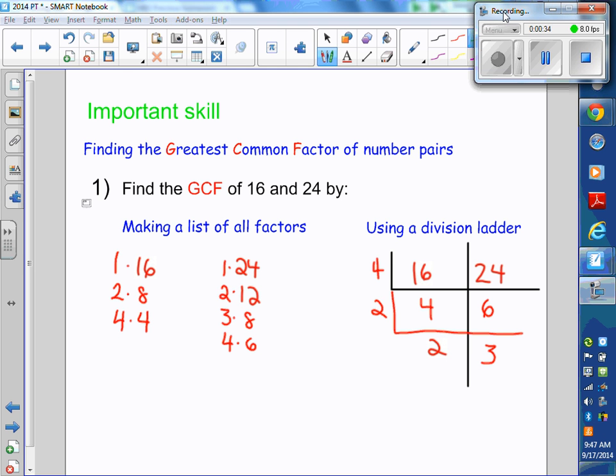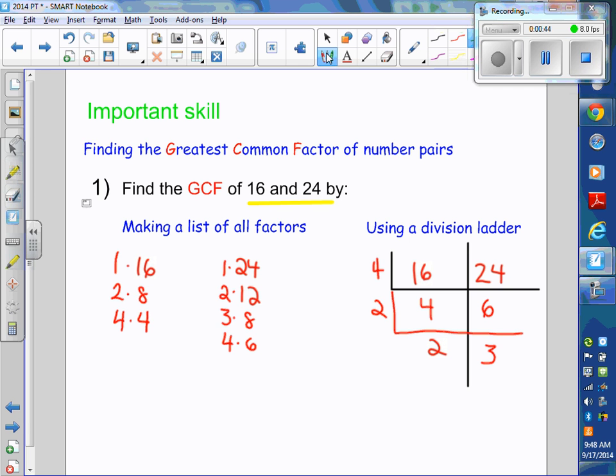If you had to find the greatest common factor of 16 and 24, we've learned two methods so far. One making lists and one using the ladder method. So if you look at my list here, I have all the factors of 16 and all the factors of 24 in order. If you make a list of all the factors of two numbers, then you can compare the lists and find the factor that is the biggest. We call that the greatest common factor.